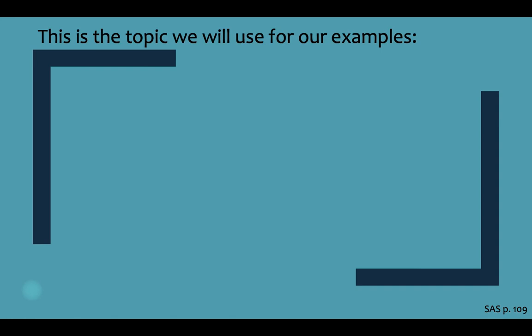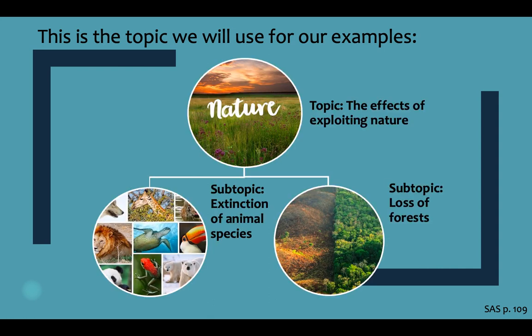This is the topic that we will use for our examples in this lesson. We're going to be talking about the effects of exploiting nature. And to exploit means to use something in a damaging way. So to use something in a way that is harmful to that thing. So what are the effects of human beings using nature in a bad way?